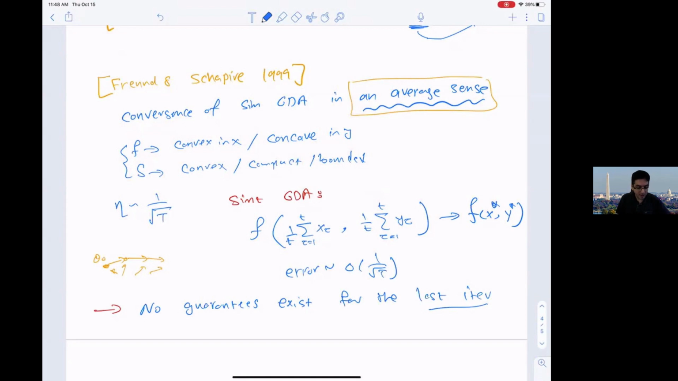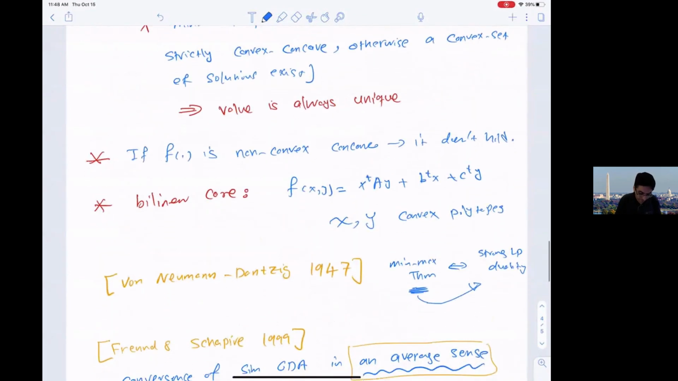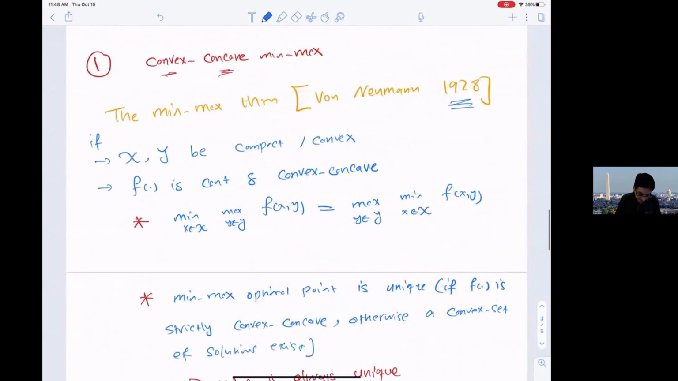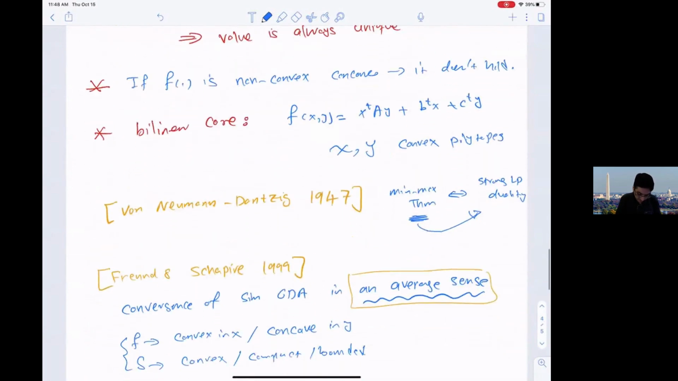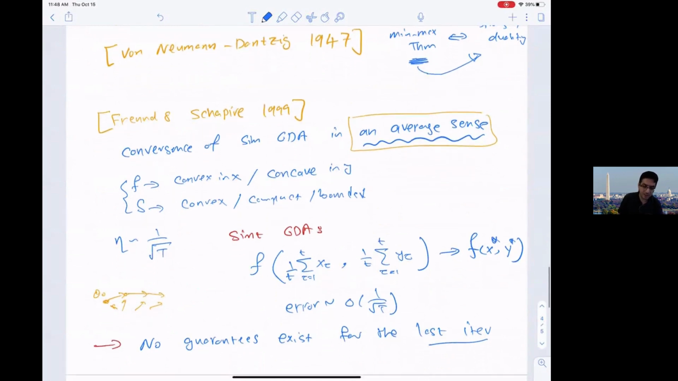Okay, so let me pause. There are so many other papers in this area. I just highlighted probably the most important ones, obviously starting from the classical min-max theorem, and then looking at the bilinear case and looking at the convergence of GDA, simultaneous GDA in an average sense. But there are many other interesting results in this area as well. Okay, are there any questions so far?